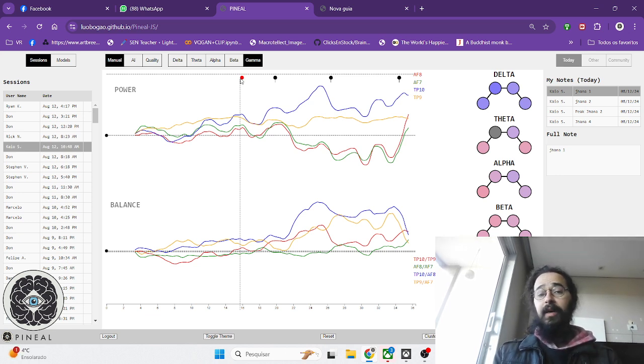I will do another video for the app too. But when we finish the session, we edit the markers, the notes, and here we have the markers of my session. Each black point, black blob here, is a moment that I want to mark, pinpoint.